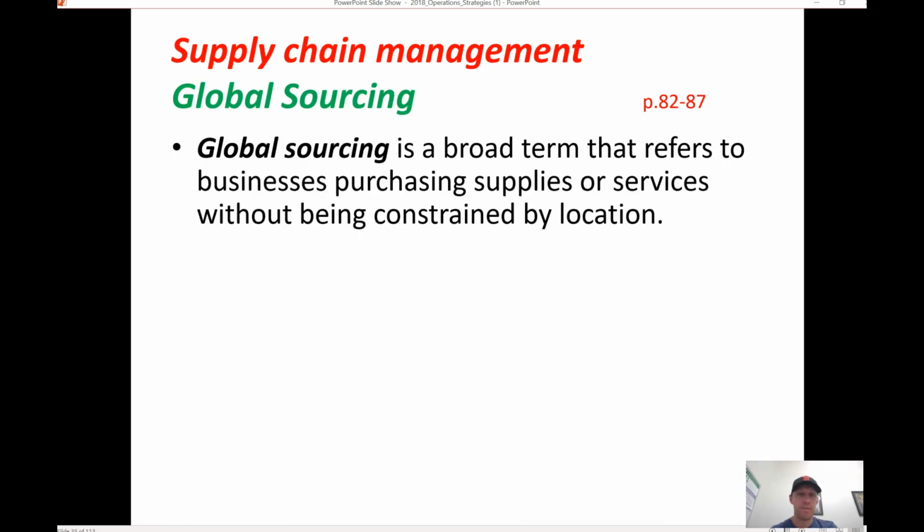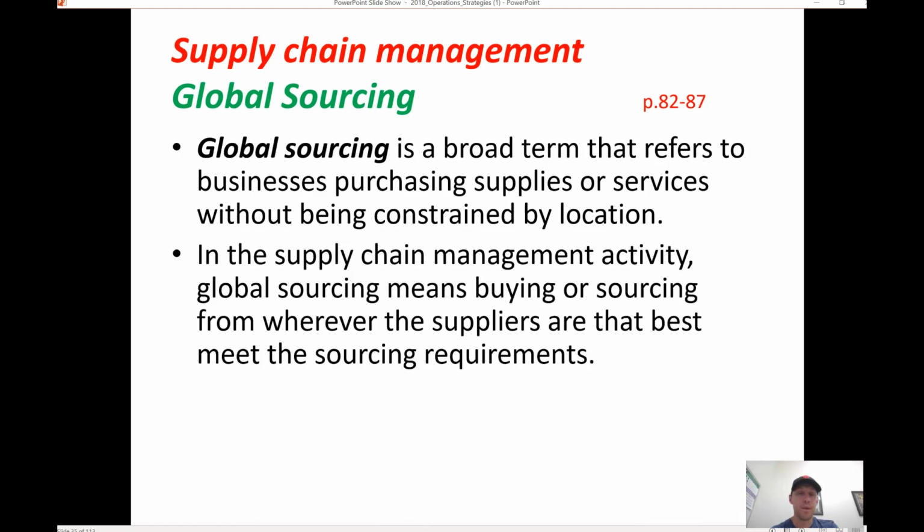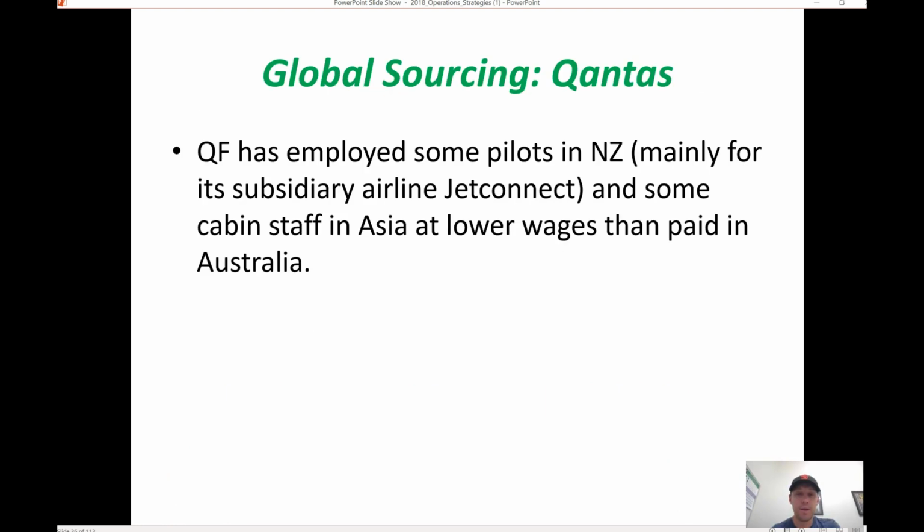That's talking about sourcing generally, but what about global sourcing? That refers to businesses purchasing supplies or services without being constrained by location. So globalization has allowed global sourcing to occur. Again, Coca-Cola, they need their sugar. They could get it from any corner of the globe. They could go to Brazil if Brazil provides the best sugar because they're little constrained by location. In supply chain management, global sourcing means buying or sourcing from wherever the suppliers best meet the needs of the company.